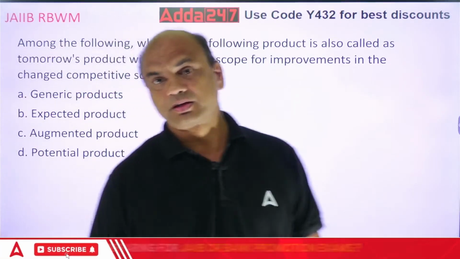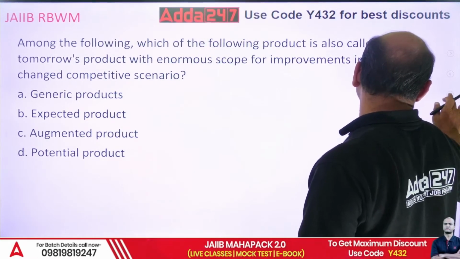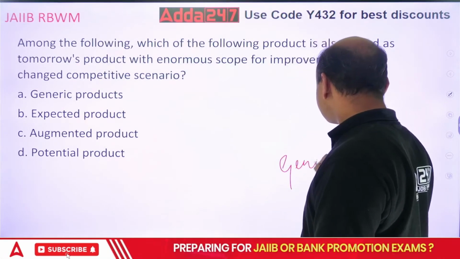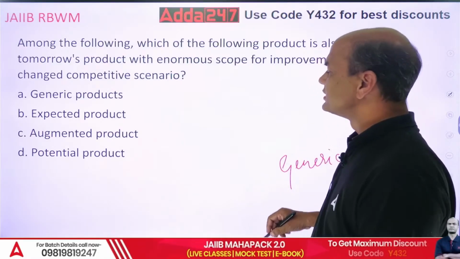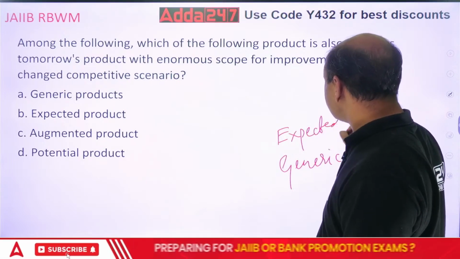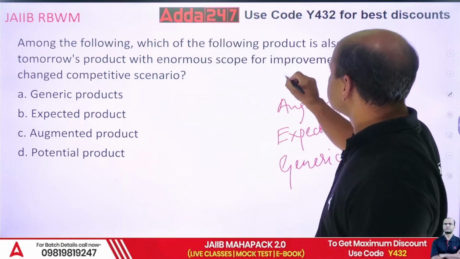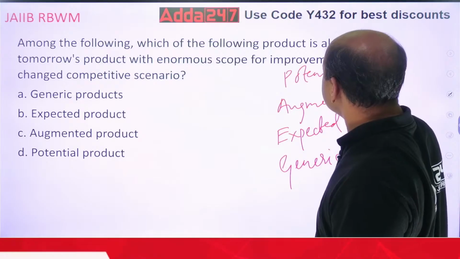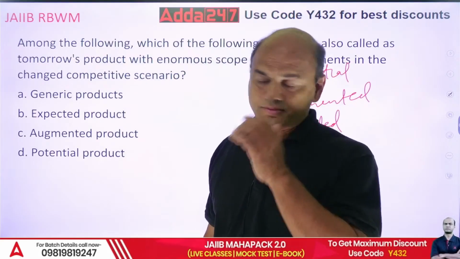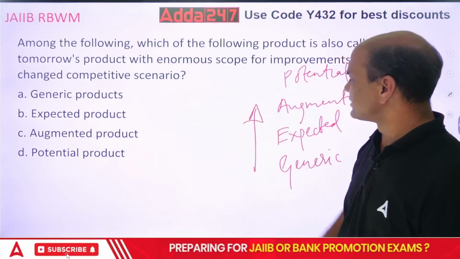What are the levels of product? In any product category, the levels of product are basically: generic, then second one expected, augmented, and potential. These are the four levels of product: generic, expected, augmented and potential. The sequence is also the same.